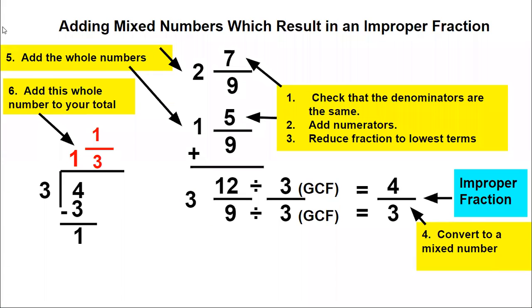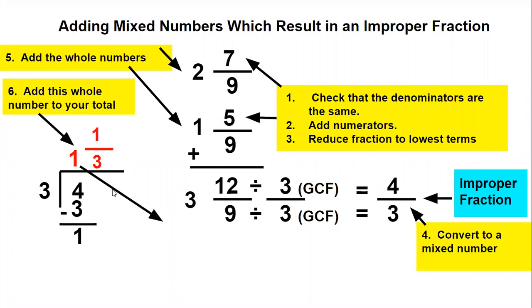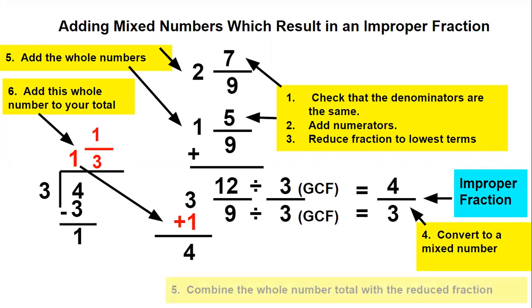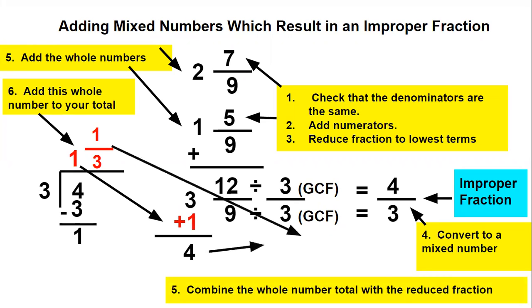Because they're both whole numbers, right? So that arrow is supposed to be pointing to the 3. So we add the 1 there. 3 plus 1. That gives us a whole number of 4. And what's left is our 1/3. Combine the whole number with the reduced fraction. So we combine the 4 and the 1/3. So the final answer is 4 and 1/3.